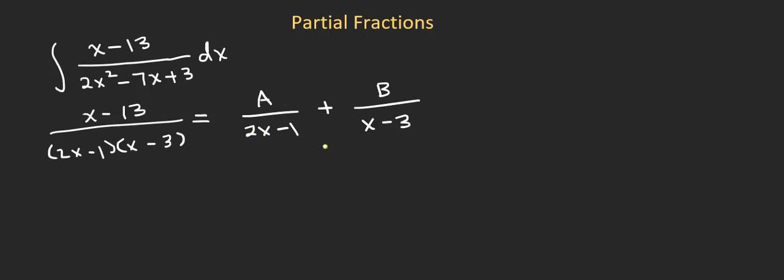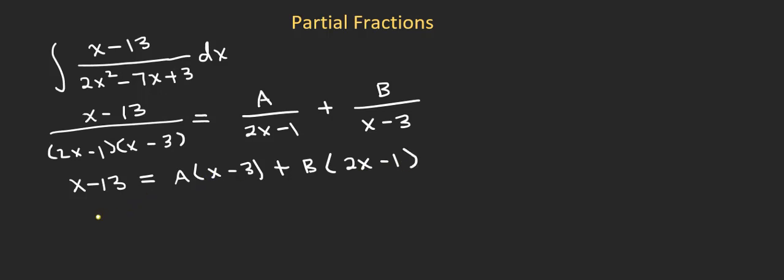So we're going to use a similar method. We're going to multiply by the LCD, which is 2x minus 1 times x minus 3. So when you multiply by the LCD, you'll end up getting x minus 13 equals a times x minus 3 plus b times 2x minus 1. So first, we're going to let x equal 3. So when x equals 3, you get negative 10 is 0 plus 5b.